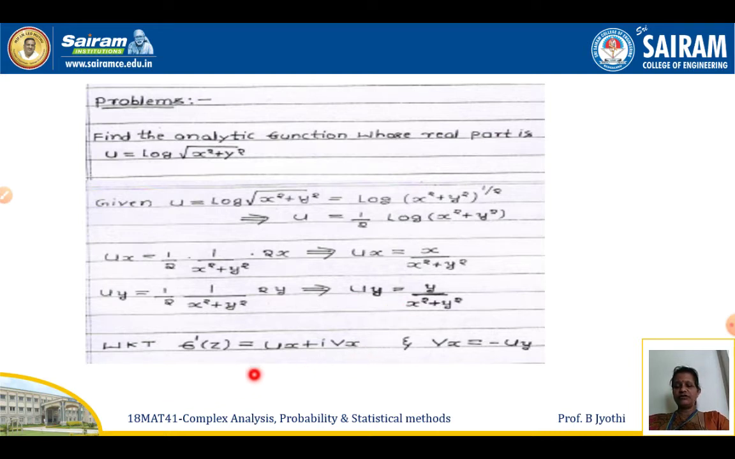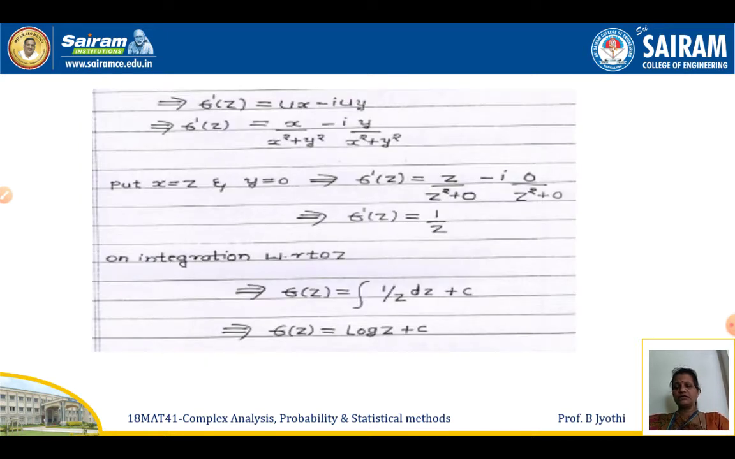We know that f'(z) is equal to ux plus i vx. So, vx is replaced with minus uy, so that f'(z) will be changed to ux minus i uy, where both of them can be replaced. So f'(z) is equal to x divided by x squared plus y squared minus i y divided by x squared plus y squared.